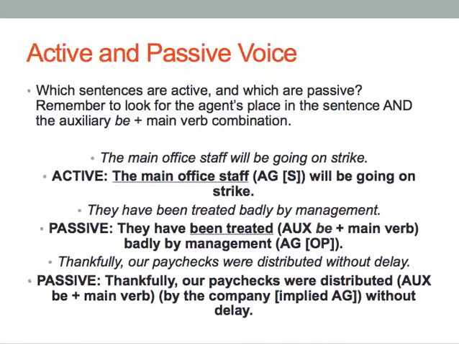And now the answers. So the first one is active. The main office staff, that is the doer of the action. They will be going on strike. So the agent is in the subject before the verb. That sentence is active.